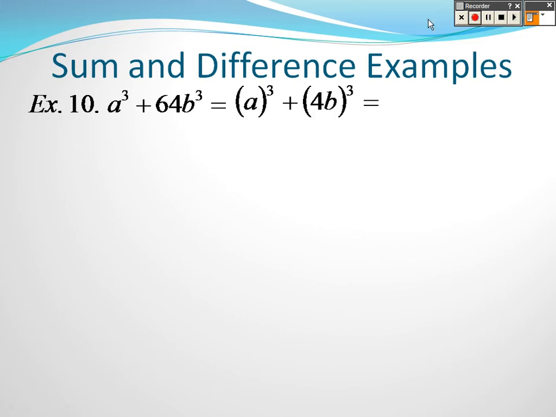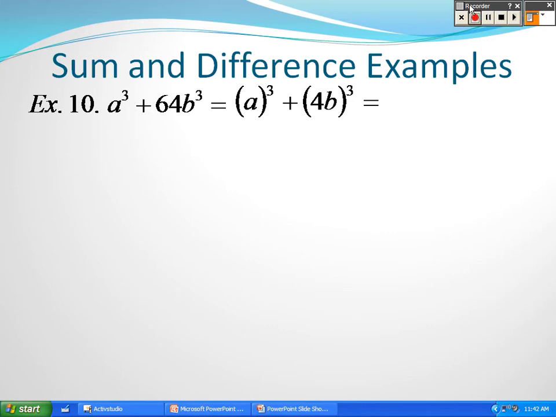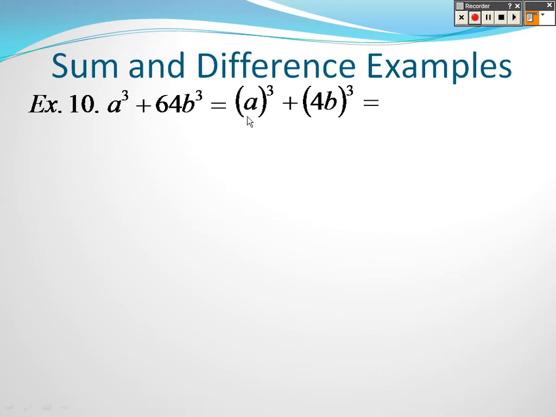Okay, so on to the examples with cubes. So let's take a look here. And what we have is, can you rewrite the first term as something cubed? That is a yes, you can. A cubed. Can I rewrite 64 as something cubed? Yes, that's a 4. So that is a 4b cubed. So according to our formula, since it's addition, you take the first term plus the second term.